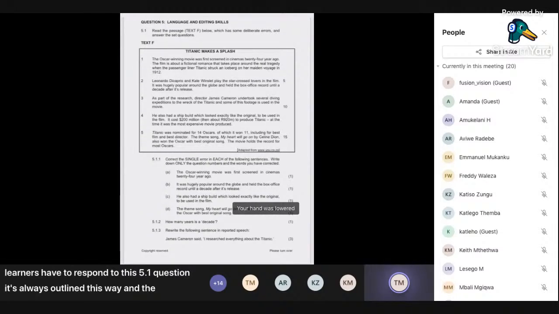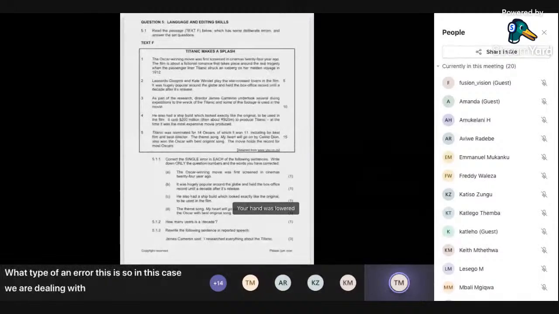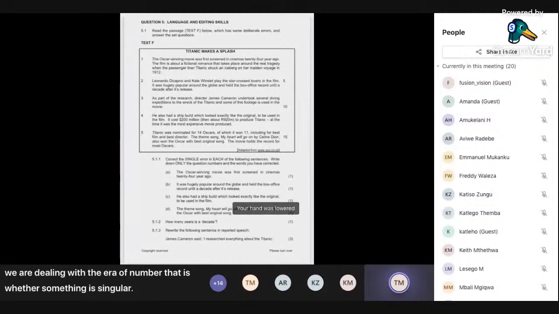And the learner wrote, there is no error. And honestly speaking, if you don't take time to look at your sentences and how they are structured, you would think that there is no error, and yet there is. So in this case, we had an error of number. Now, you could be asked as a home language learner what type of an error this is. So in this case, we are dealing with the error of number. That is whether something is singular or plural. So that's the error of number.